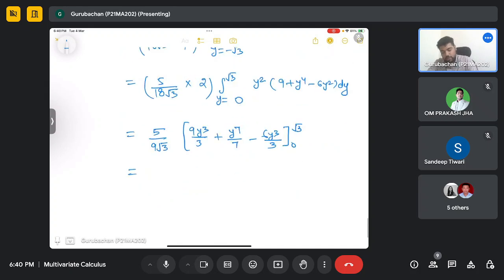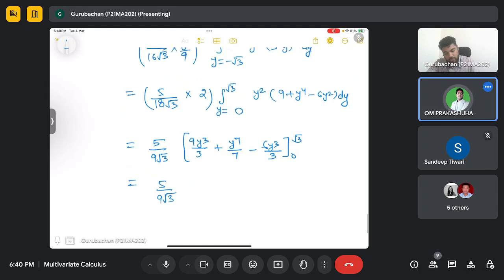This will give us... Not y to the power 7, sir. Y to the power 6. Sorry, 5 by 5, no? This is y square, no? Yes, sir. Correct. For that purpose, here should be y to the power 5 by 5. This mistake may correct one thing.